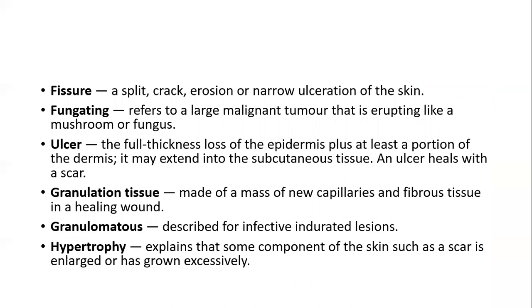You can see fungating lesions that refer to large malignant tumors that erupt like a mushroom or a fungus. Ulcers, full thickness loss of epidermis plus at least a portion of the dermis that may extend into subcutaneous tissue. Ulcers usually heal with a scar. Then granulation tissue, it is made of a mass of new capillaries and fibrous tissue usually seen in a healing wound. Sometimes excessive granulation tissue hampers wound healing, so we have to remove that granulation tissue for proper healing.